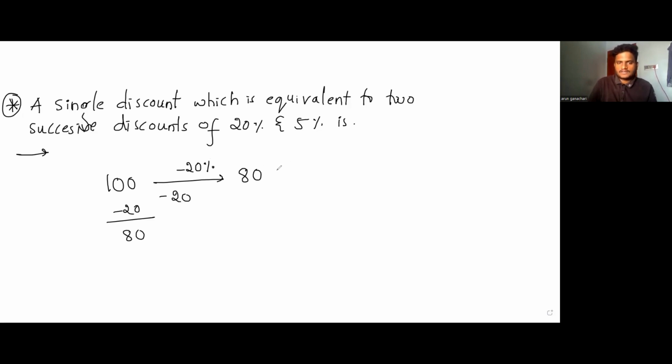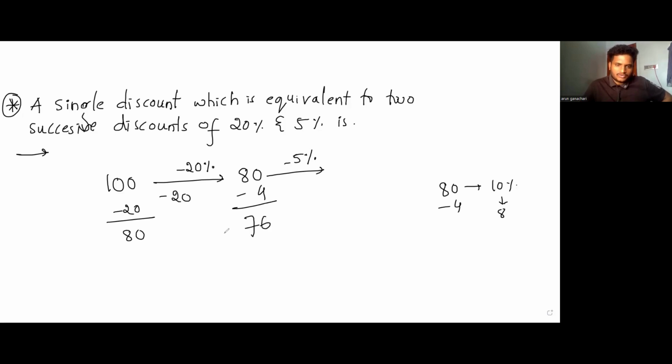Understanding this? From 80, I should give a discount of 5%. If 10% of 80 is 8, what will 5% be? Not 40, but 4, half of it. So it will be 4. What is 80 minus 4? 80 minus 4 is 76.